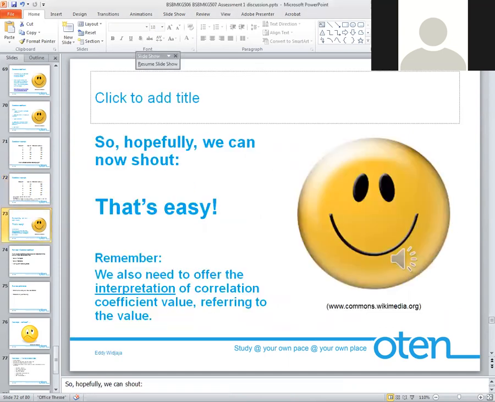Now the next one is, look, hopefully that is not that difficult. So now we can say that's easy. Again, that's easy. And remember, we also need to offer the interpretation of the correlation coefficient value, referring to the value that we discussed before.